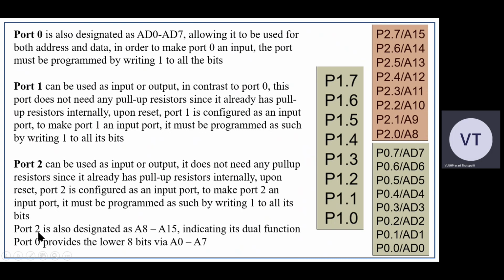And port 2 is also designated as A8 to A15, indicating the dual function. So this is having dual nature, whereas port 1 is not having any dual nature. This is the dedicated input output port. Whereas port 0, apart from input output, behaves like address bus as well as the data bus. Now coming to port 2, apart from working like input output port, it works like higher order address bus.